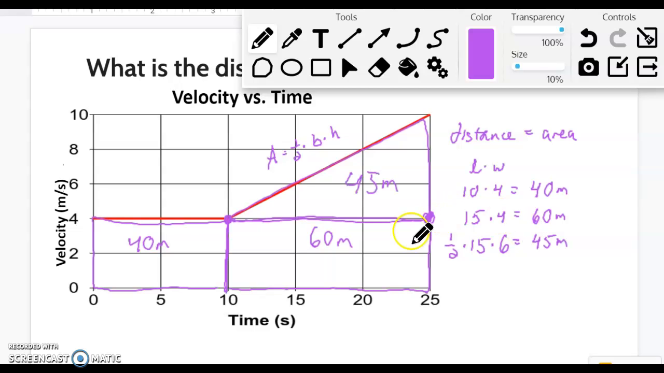So we have the distance and area for each one of those sections. Now I just add them together to get the total distance. And it's 145 meters. And that's how you find the distance on a velocity versus time graph, by finding the area underneath the graph section.